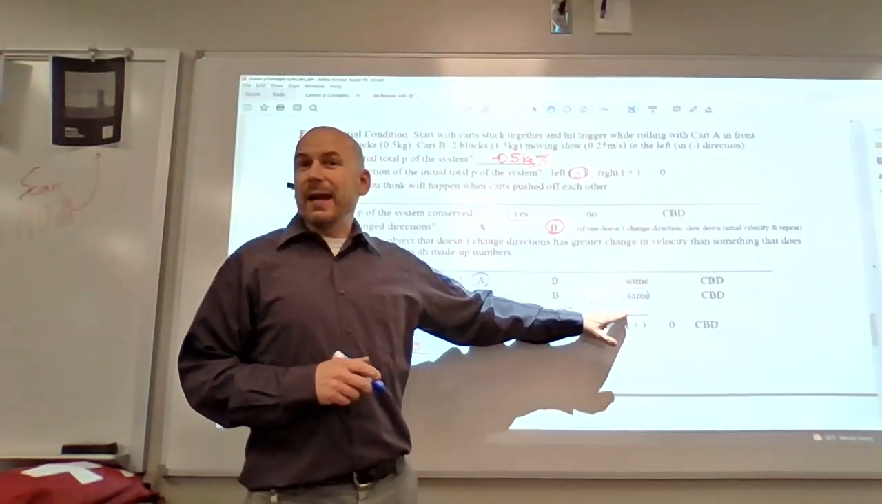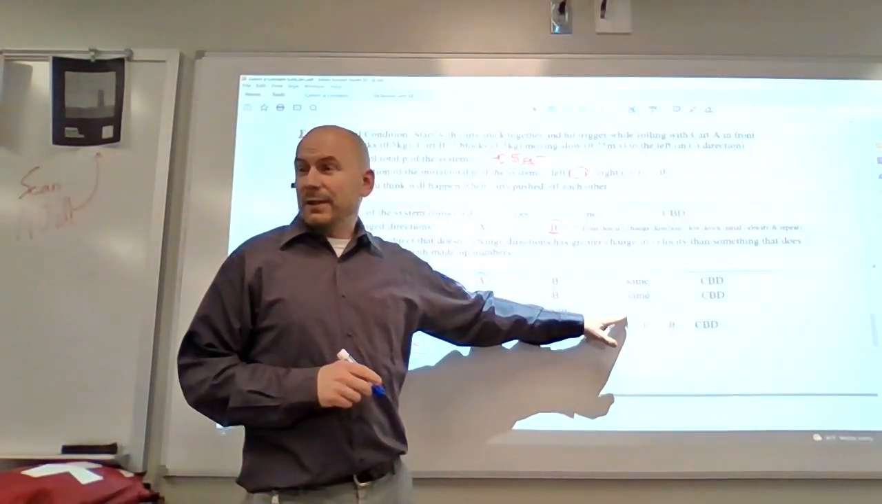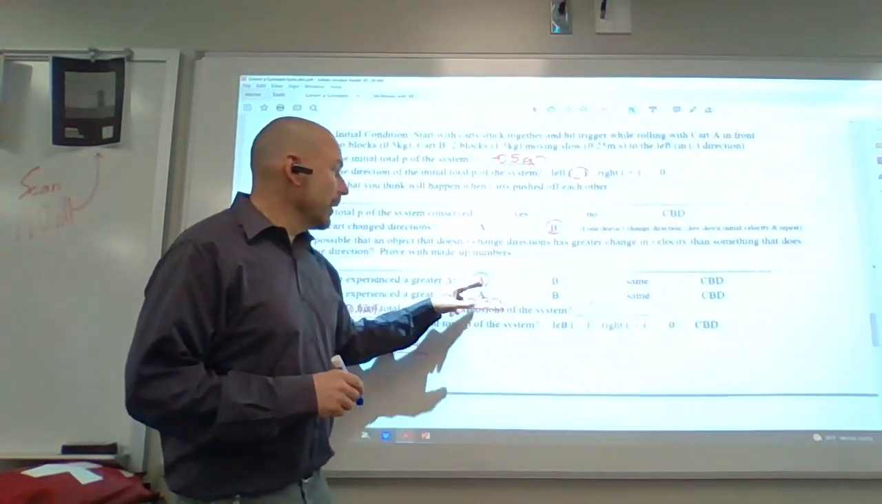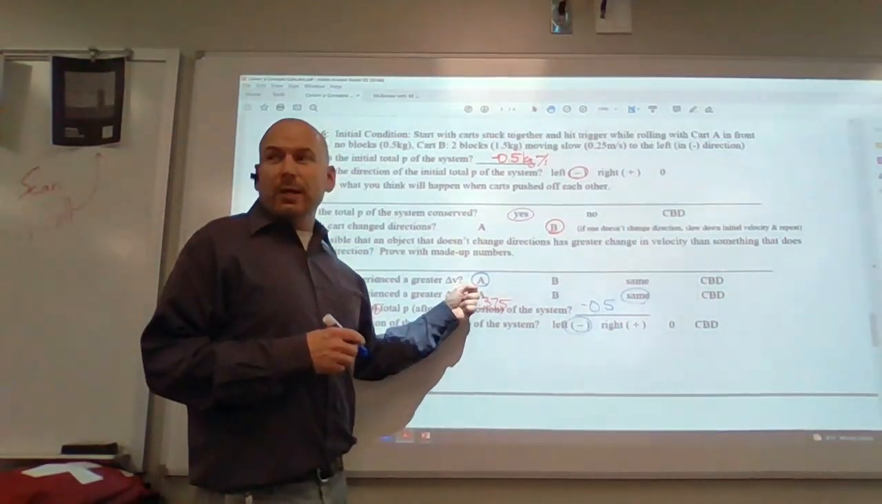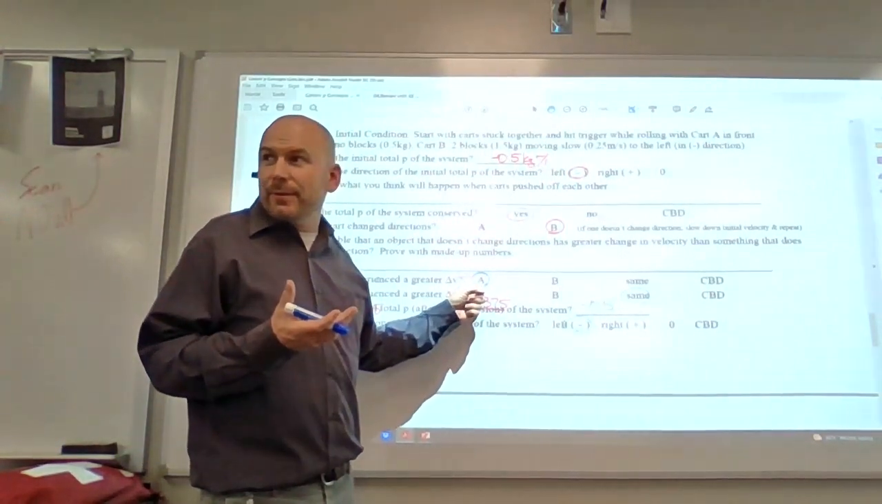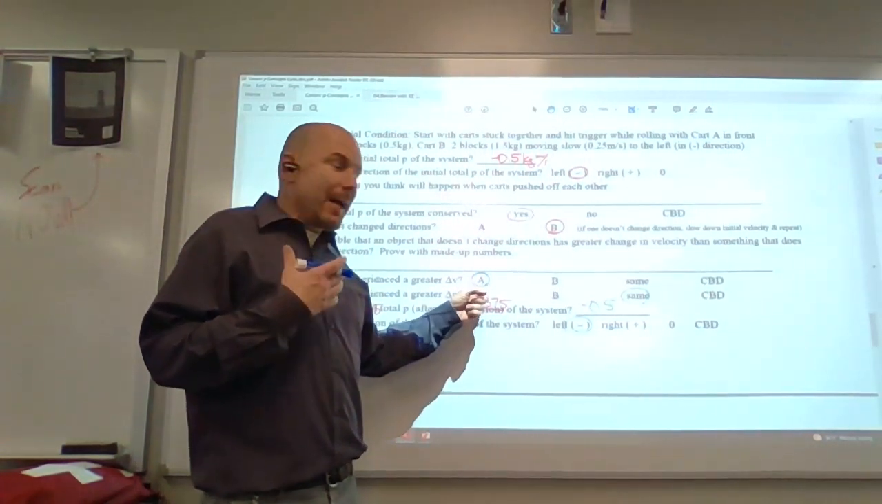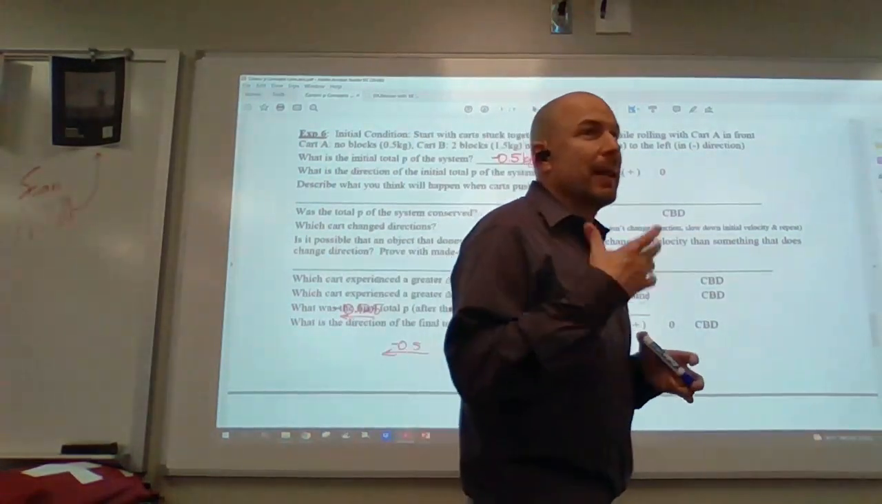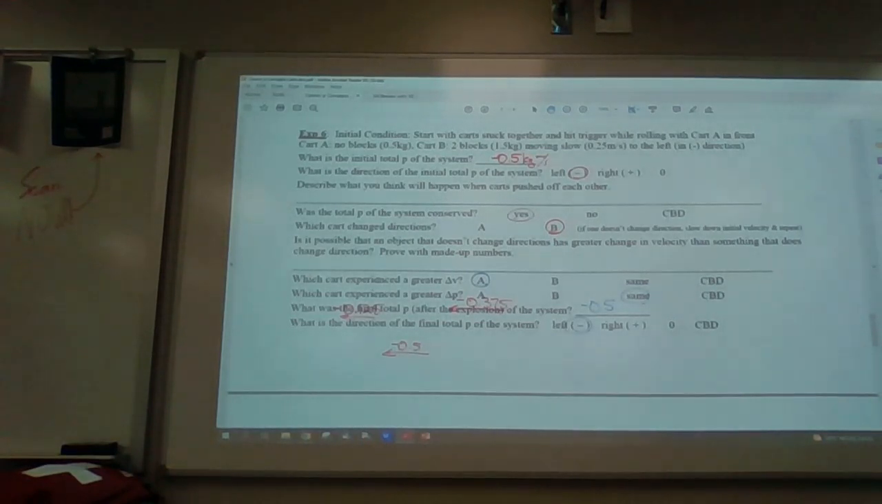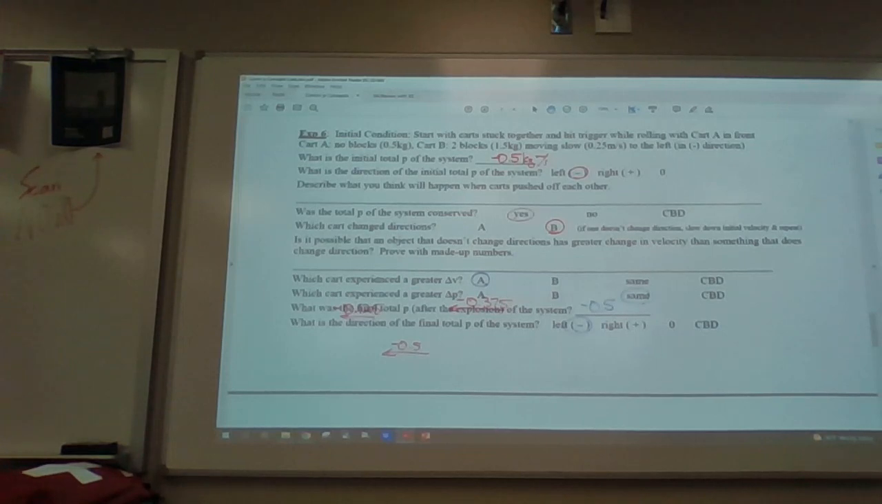We know that the change in momentum is the same. True? They experience the same force for the same amount of time. If A has the same change in momentum as B, and B is more massive, then A has to be going faster. It has to have a greater change in velocity. Does that make sense? And then you can go, oh yeah, I can see how that works. It's going a lot faster.